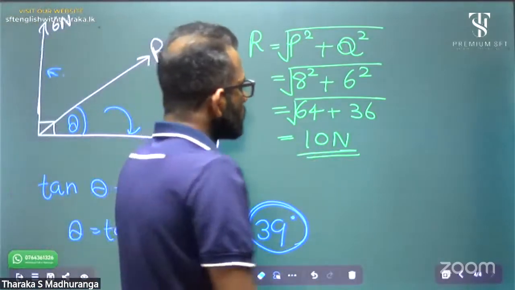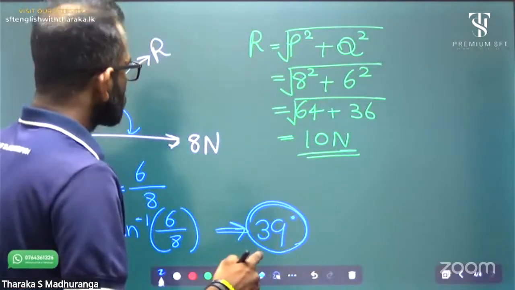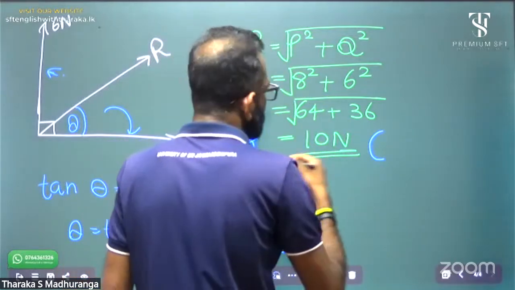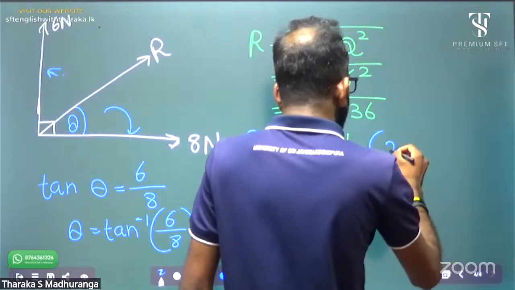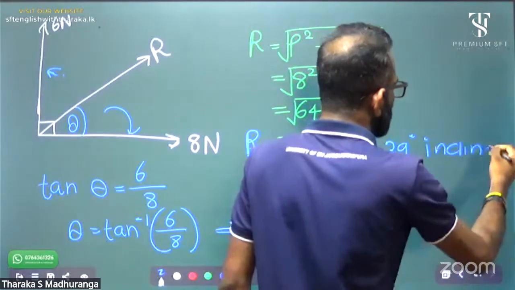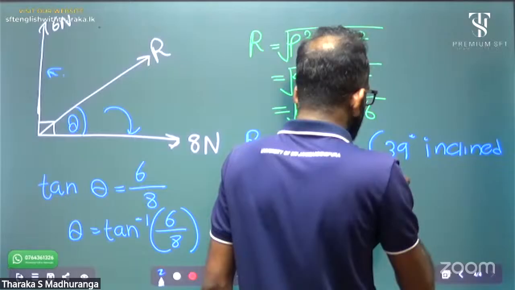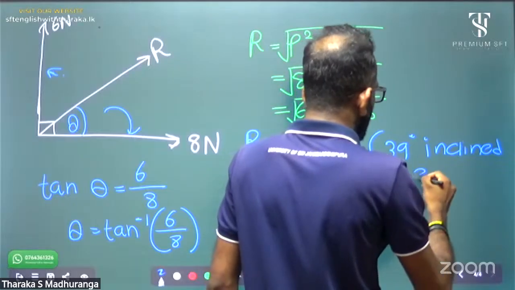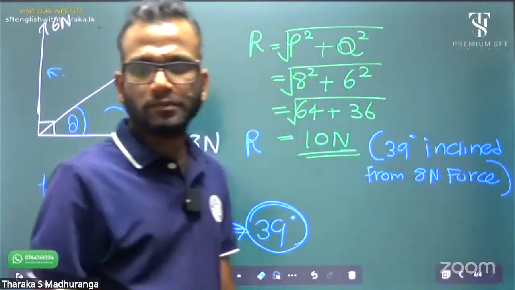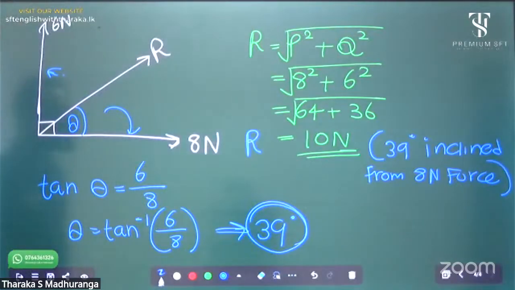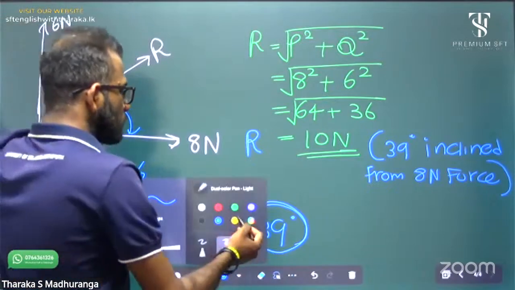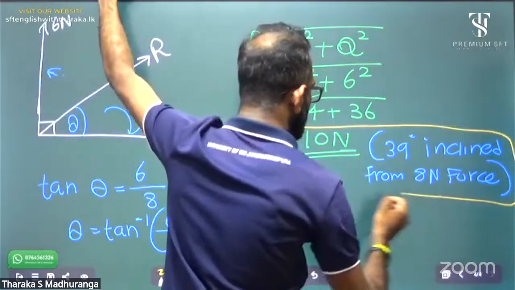Then how can we explain? It is a 10 Newton force. 10 Newton is the resultant force. You can explain the direction as 39 degrees inclined from the 8 Newton force. Or you can explain in your own words. This is the magnitude of the resultant force and the direction of the resultant force. Full answer. Okay, understood?